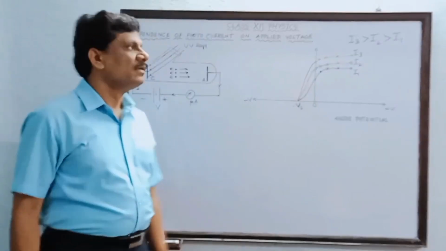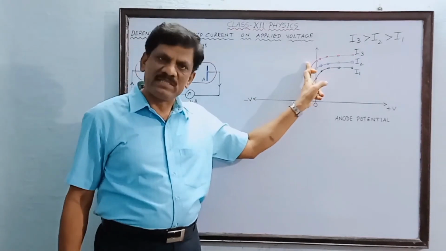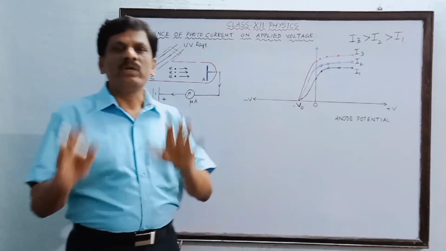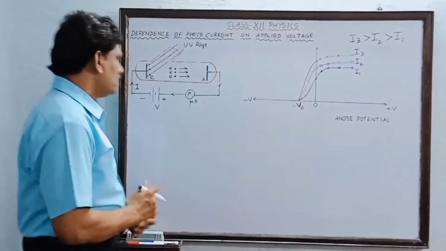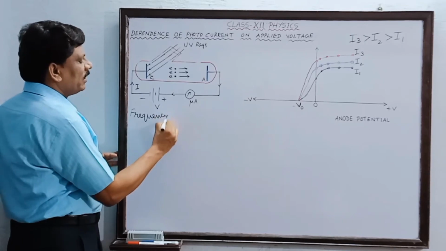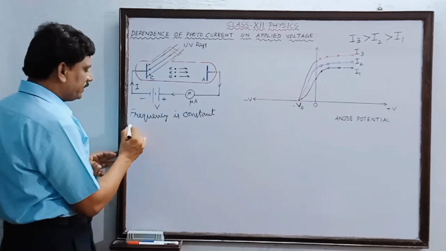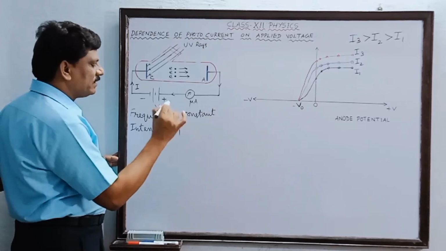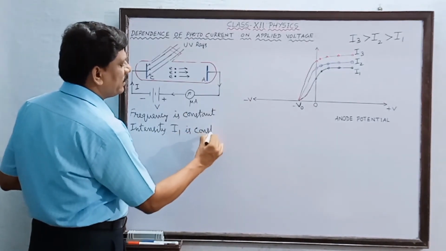Hi students, we are going to discuss the dependence of photoelectric current on the applied voltage. For this we have to keep the frequency and intensity of light as constants. So I will keep the frequency constant, and the intensity, initially I will keep the intensity as I1. I1 is kept constant.